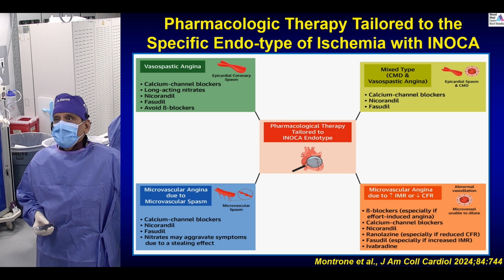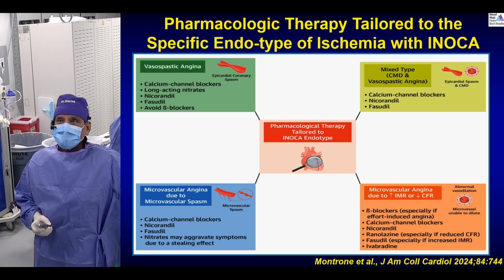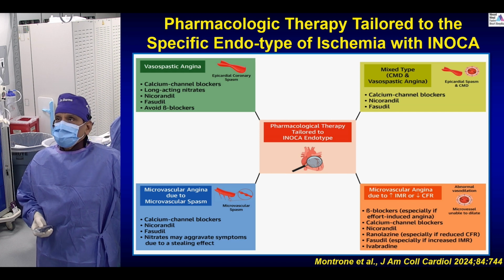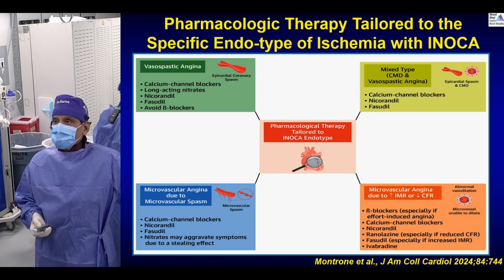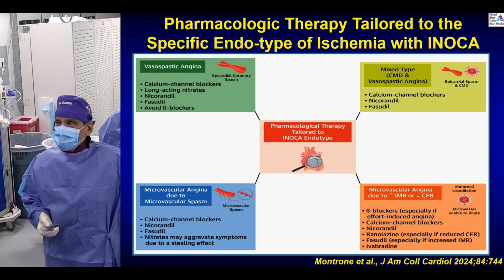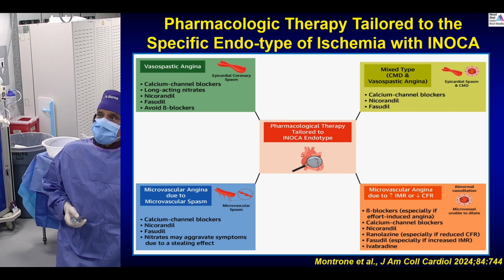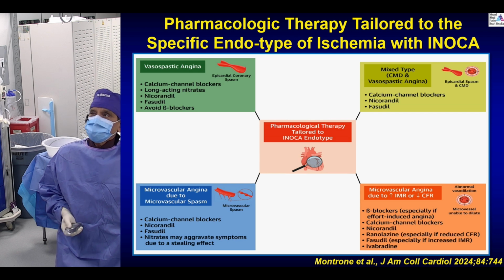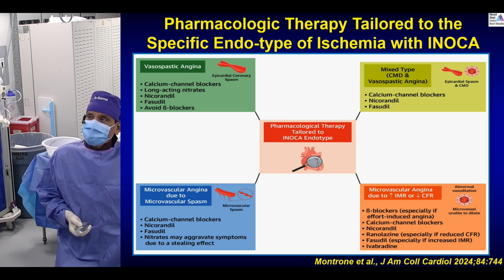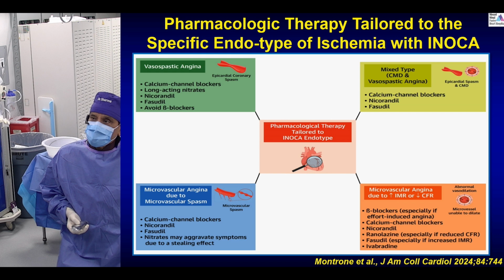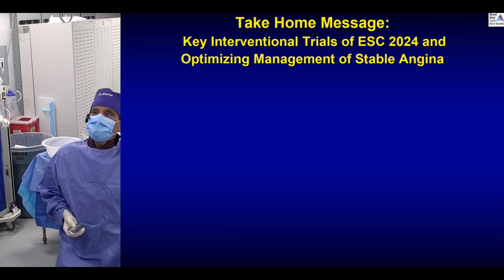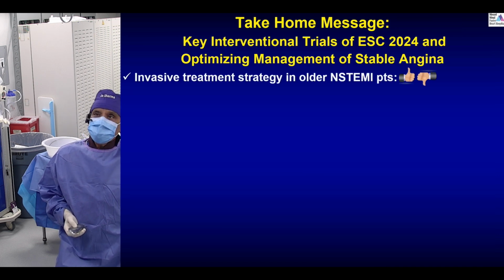So a very important point, which they are trying to differentiate, is that it goes beyond just the revascularization, to the patient itself. And this is where they have pharmacological therapy tailored to the INOCA endotype. If you have vasospastic angina, you give nitrate and calcium blocker. If you have microvascular angina, you give calcium blocker and nicorandil. Then you have microvascular angina plus spasm. Then for microvascular angina, due to increased IMR or decreased CFR, you give beta blocker. In vasospastic angina, no beta blocker, you give calcium channel blocker. So there is clearly differential therapy for the individual patient, rather than you giving all the medicines to one particular case.